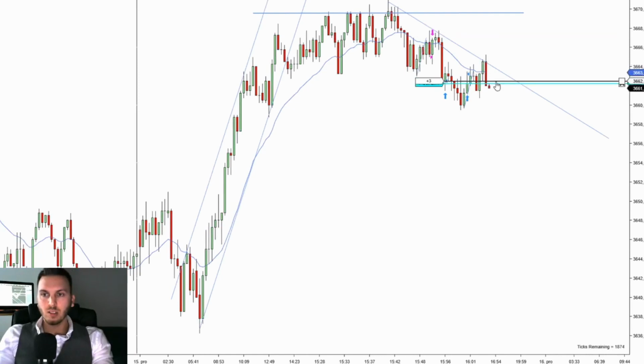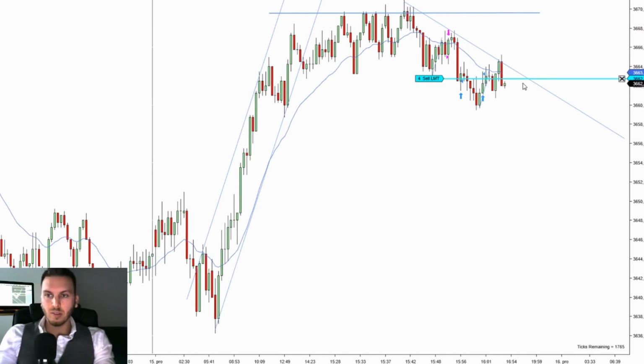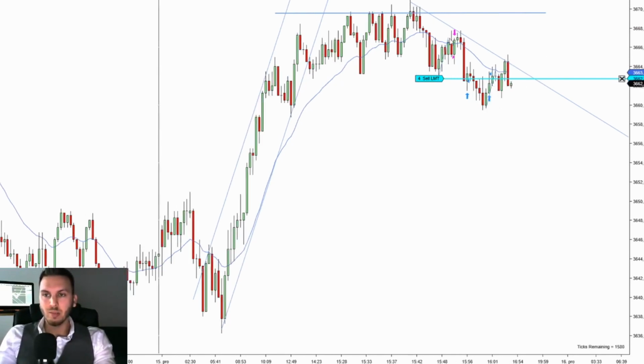I'm gonna place my order right here. Oops, this is quite a big bar. I'm gonna put my limit order a little bit further back, and basically what I'm looking at right now is very similar to this repeat pattern.